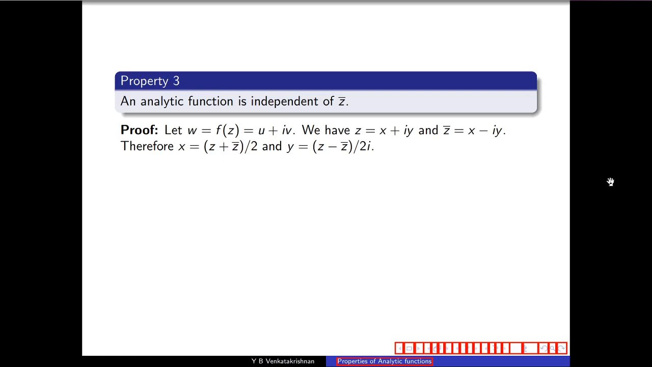So if I want to show that the analytic function is independent of z bar, and if I assume the analytic function as w is equal to f of z, then I have to show that dw by dz bar is equal to 0.